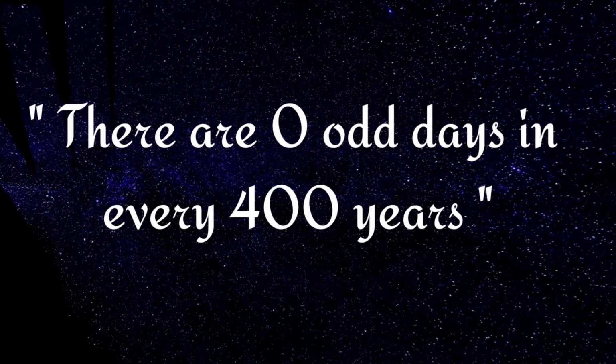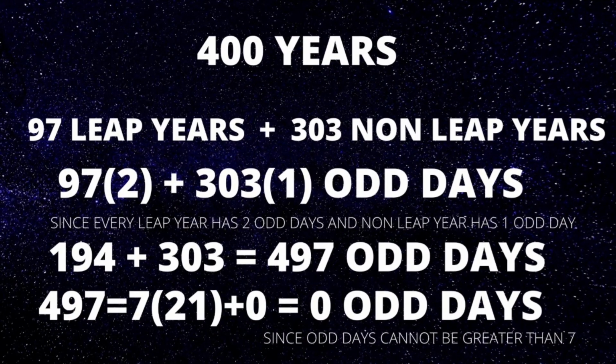So let's try to prove this fact. Every 400 years have 97 leap years and 303 non-leap years. And every leap year has 2 odd days and every non-leap year has 1 odd day. So the number of odd days will be 97 into 2 plus 303 into 1, which is 497. Since odd days cannot be greater than 7, divide 497 by 7 and take the remainder, that is 0, as the number of odd days.